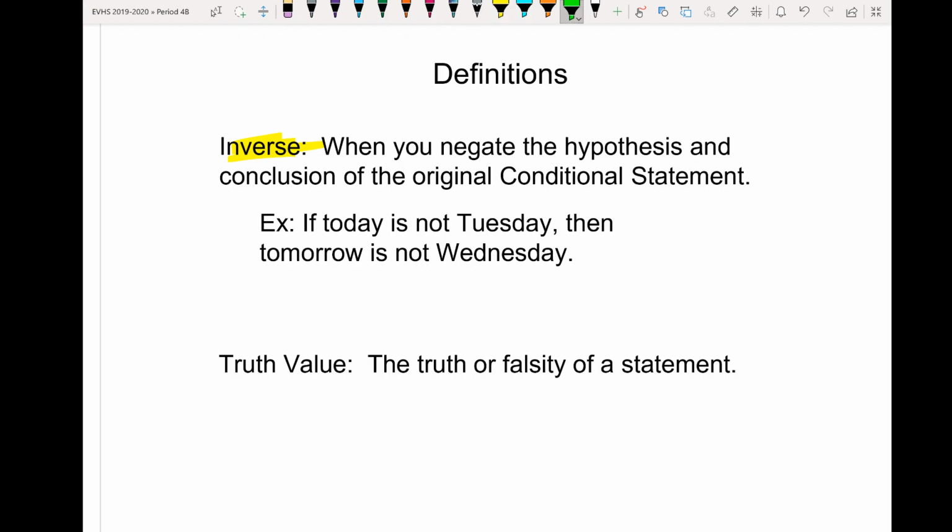The inverse is when you negate the hypothesis. So if today is not Tuesday, notice that my Tuesday is still first, my Wednesday is still second, but I've got the nots on there. Not Tuesday, then tomorrow is not Wednesday. And our truth value is determining whether or not something is true or false.